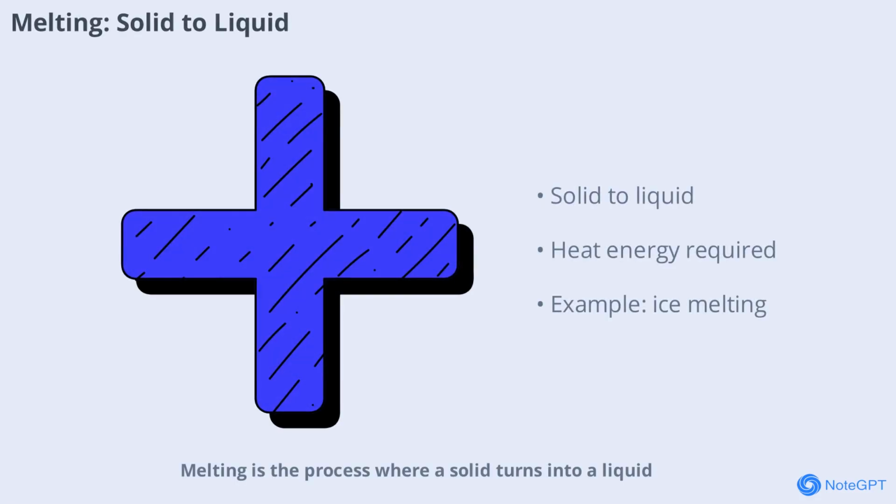Melting is the process where a solid turns into a liquid. When you leave an ice cube out in the sun, it slowly melts and becomes water.